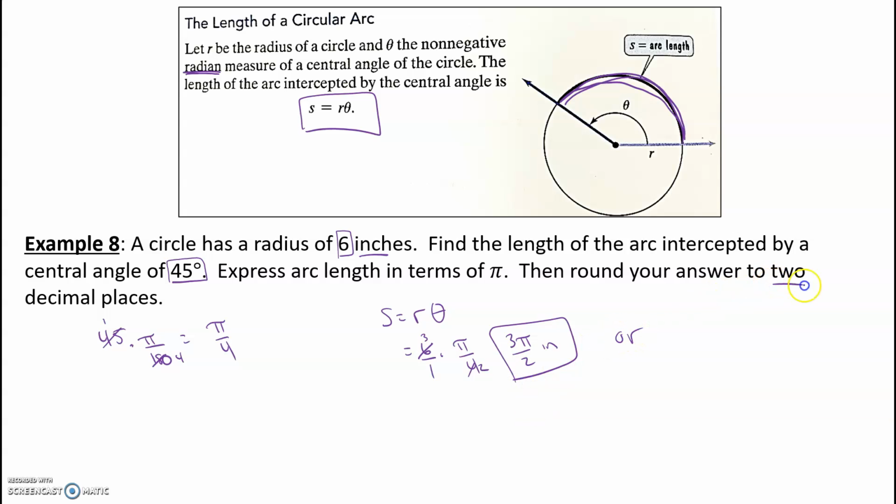It also says round to 2 decimal places. So if you type that in your calculator, 3, hit that pi button, 3 times pi, and then divide by 2, you should get 4.71 inches. All right, so that's your answer in terms of pi and rounded.